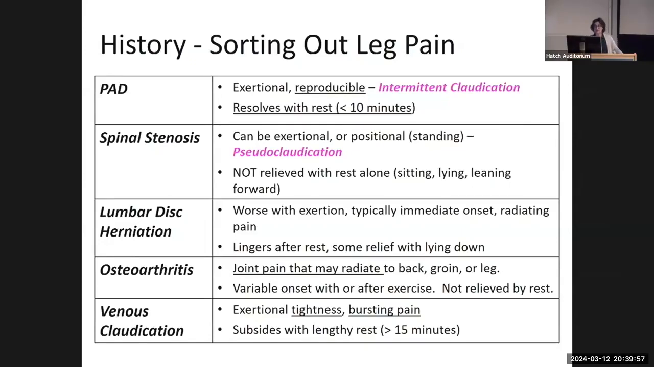Osteoarthritis is pain that can radiate, is variable in its onset, and it's not relieved by rest often. And then venous claudication, which most people don't think about, is described as an exertional tightness or bursting pain as the patient has inflow into the limb and not enough outflow. You get almost like an elevation in compartment pressure that causes pain. And this subsides after lengthy rest. It often takes over 15 minutes to go away.